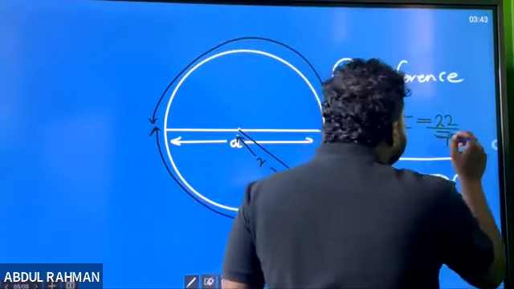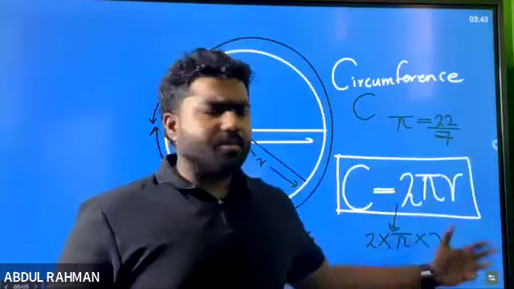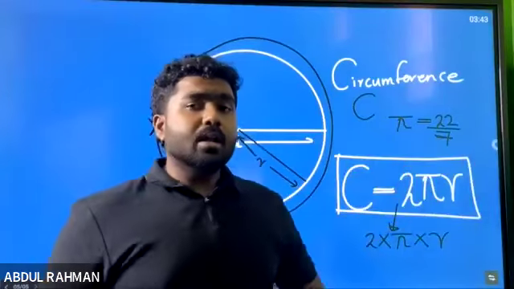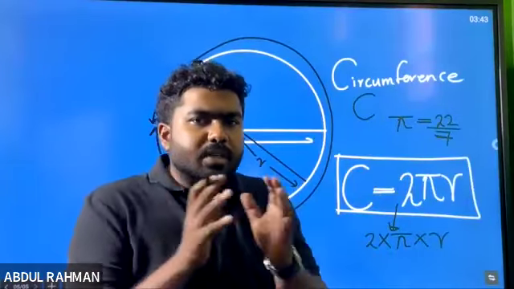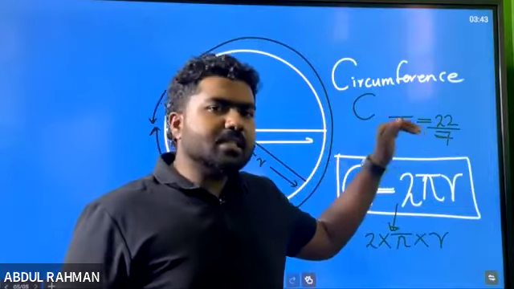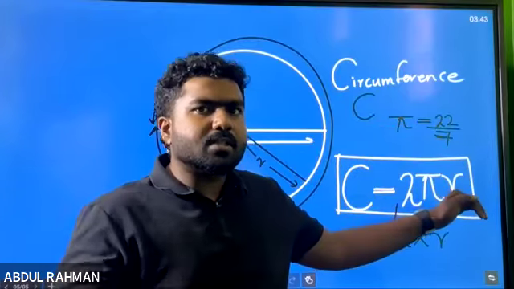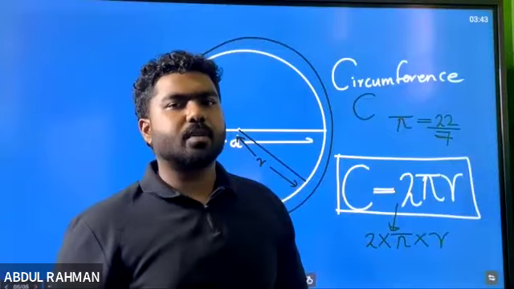22 over 7. This is a fixed value. It won't change for a small circle, a huge circle, or a large circle. This pi is equal to 22 over 7. This is a fixed value.